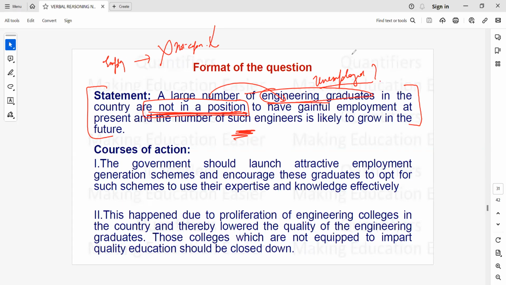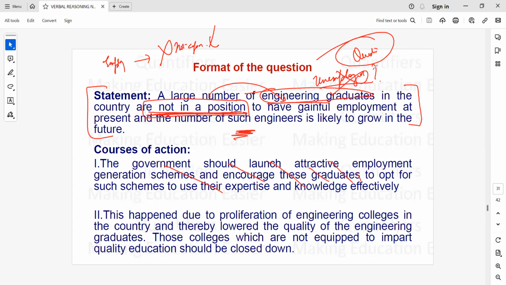That is the reason I was telling you that when it comes to verbal reasoning, read your questions carefully, right? And see what is the main issue. The main issue is not unemployment, but that the students are not capable. Then the course of action will definitely alter according to the problem. So the government should launch attractive employment generation schemes and encourage these graduates.